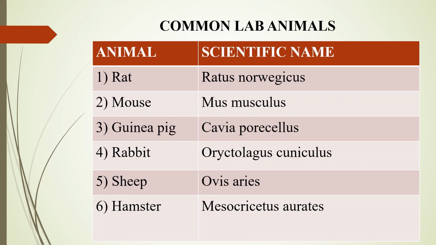Scientific names are very important. Rattus norvegicus, mouse, Mus musculus, guinea pig, Cavia porcellus, rabbit, Oryctolagus cuniculus, sheep, Ovis aries, hamster, Mesocricetus auratus. Then IACUC, Institutional Animal Care and Use Committee, and the Animal Welfare Act, which was signed into law on August 24, 1966.